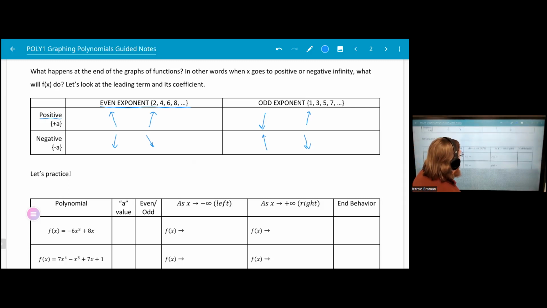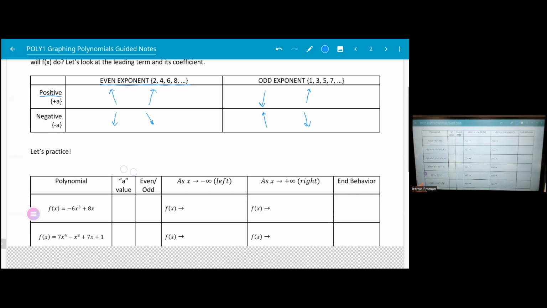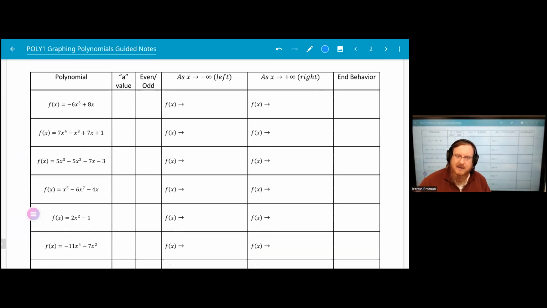But first, what I want to make sure we can do is identify from a polynomial what our a value is, if it's positive or negative, and if I have an even or an odd exponent on my largest, my leading term. We've talked about this, right? In standard form, your leading term is the one with the biggest exponent. And that coefficient we call the leading coefficient. So right here, in the first one, my a value is -6 because it's multiplying x cubed, and cubed is my biggest exponent. My a value is -6 with an odd exponent.